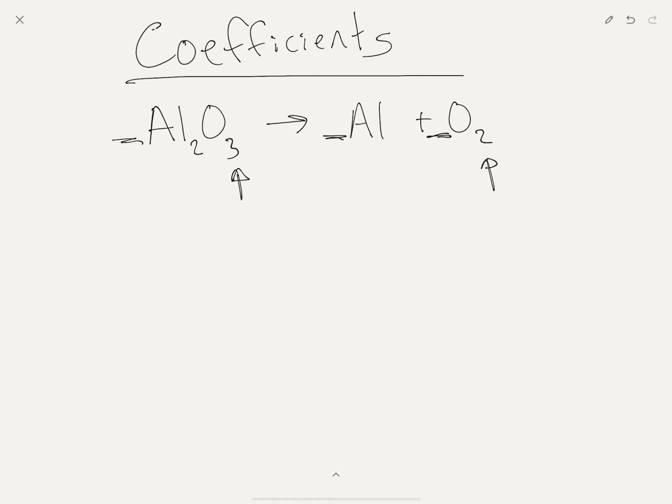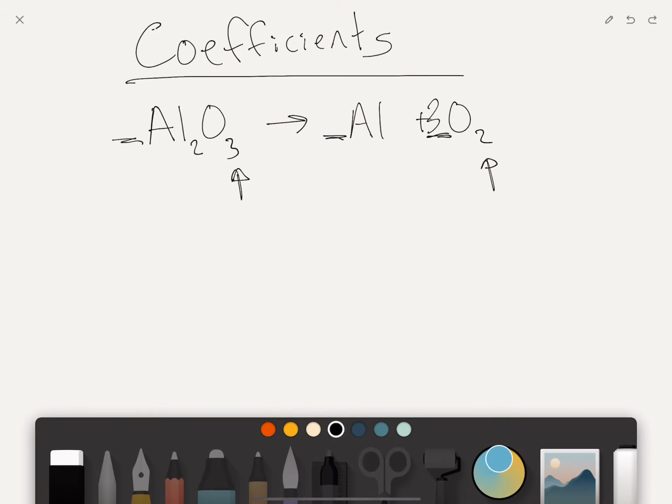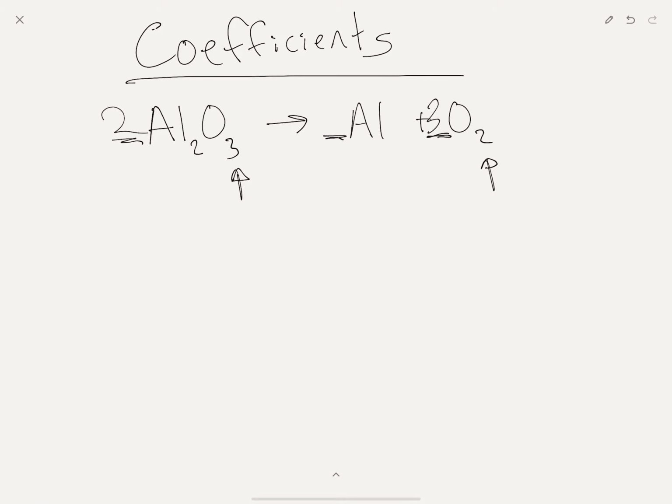Oh, you put your hand back down. Angel? 6. So what do I multiply oxygen by to get to 6? And what do I multiply this one over here to get to 6? 2. And now the oxygens balance. Do the aluminums balance? Not a chance. 2 times 2 is 4. So what do I need to put there to multiply that one aluminum to 4? And that is the answer. All right?